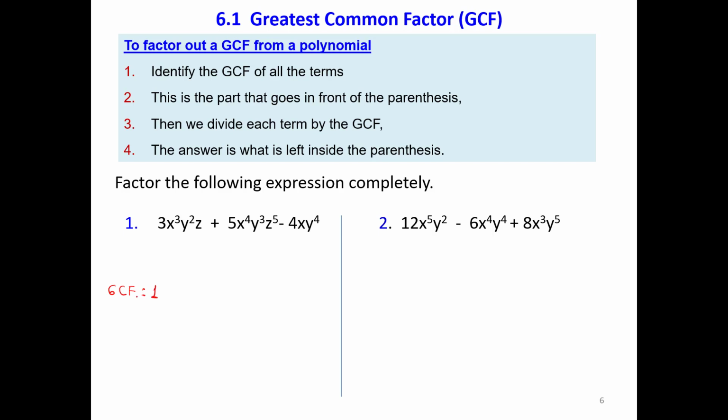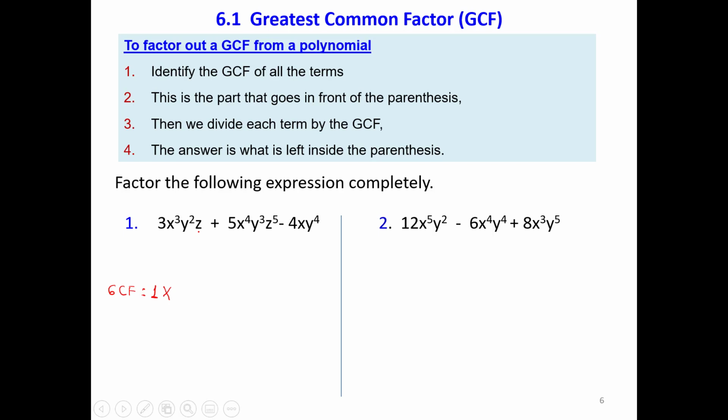You don't need to write 1 if you don't want, it's an option, but I will write it in this way. Now, the variables. We need to check the variables. We had x to the third, x to the fourth. x is a common variable, then we can write x here, but the lower exponent is 1, so we will write just x.